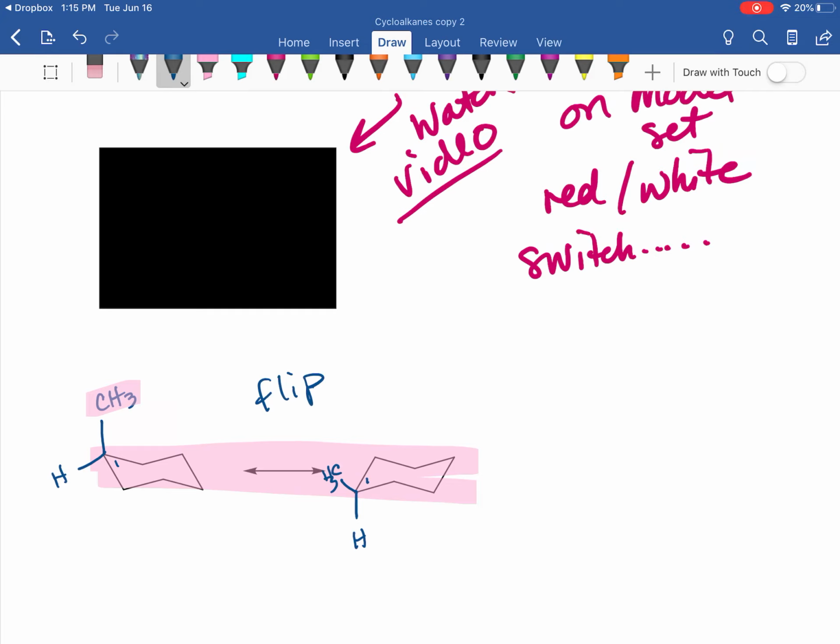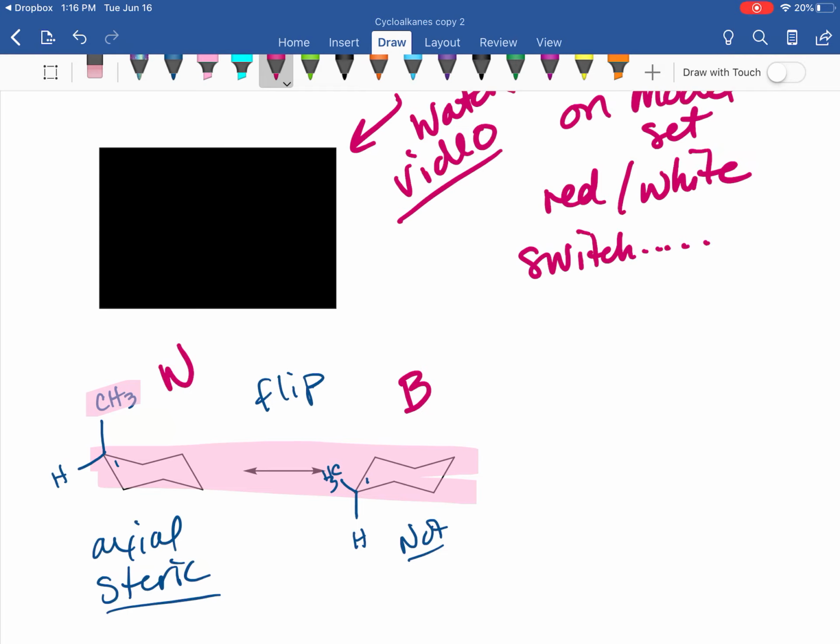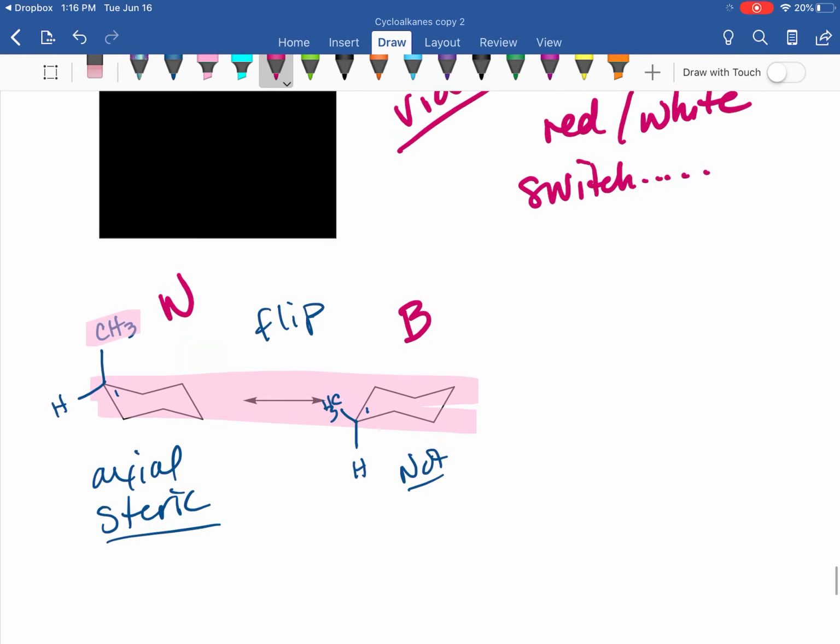Because this is equatorial, wait a second, we just learned, sorry about that, y'all, we just learned that axial and equatorial have different energy. This has steric strain. This one does not. So you see where I'm headed. This is just like our Newman projection. Shut the front door. That means this is going to be our worst energy. This is going to be our best.